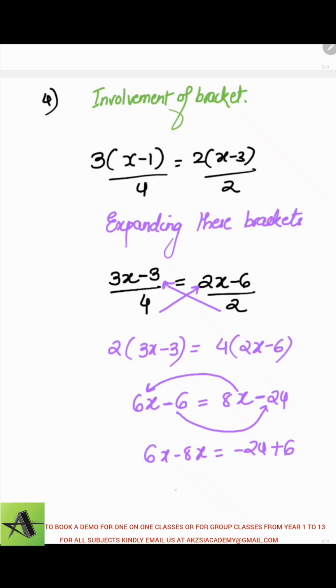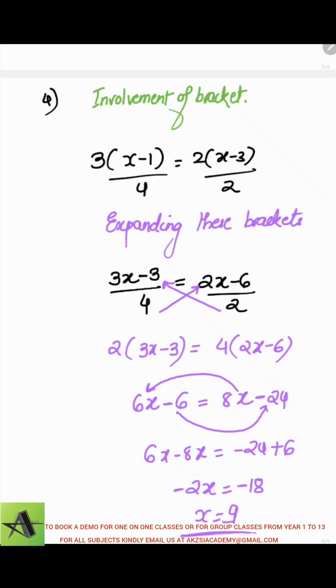6x minus 8x is minus 2x and minus 24 plus 6 is minus 18. Now divide both the sides by negative 2. We'll get minus 18 over minus 2 is positive 9. So that's your final answer.